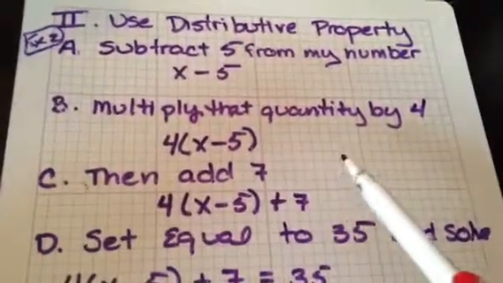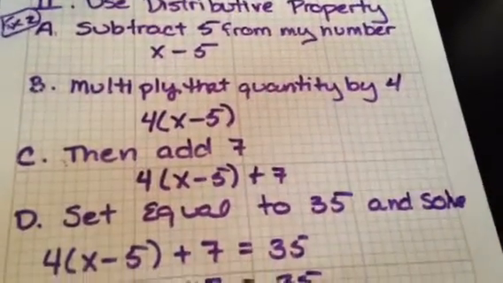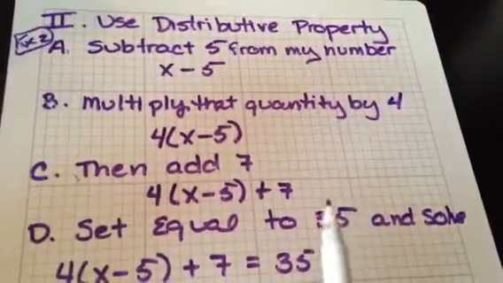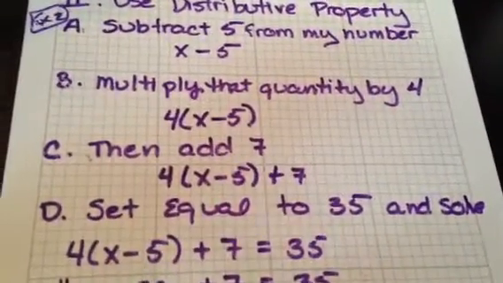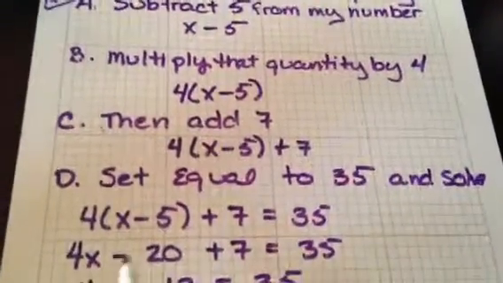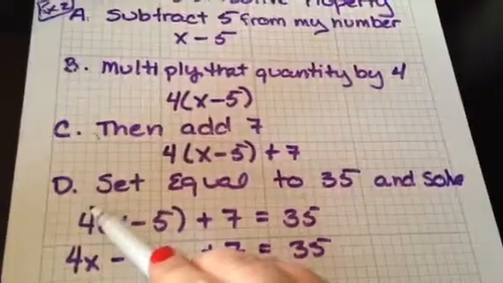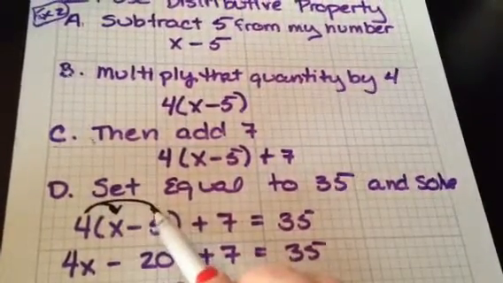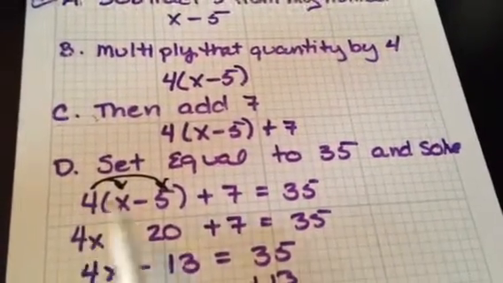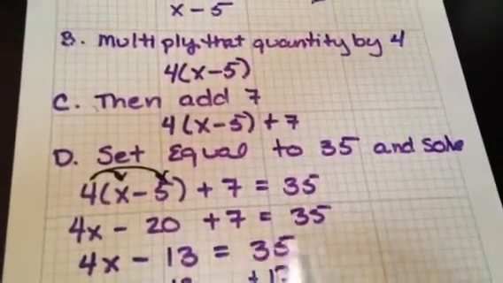And then he says, and then add 7 to it. So now we've got 4 times X minus 5, and now we add 7 to that. And that is going to be equal to 35. So if we set this equal to 35 and solve, we can figure out what his number is. So 4 times X minus 5 plus 7, we know that's equal to 35. So the first thing is we're going to apply the distributive property here. And remember, when we distribute, we are going to take that 4 and distribute it all the way across everything inside the parentheses. So we end up with 4x and then minus 4 times 5, which is 20. So now we have 4x minus 20 plus 7 equals 35.